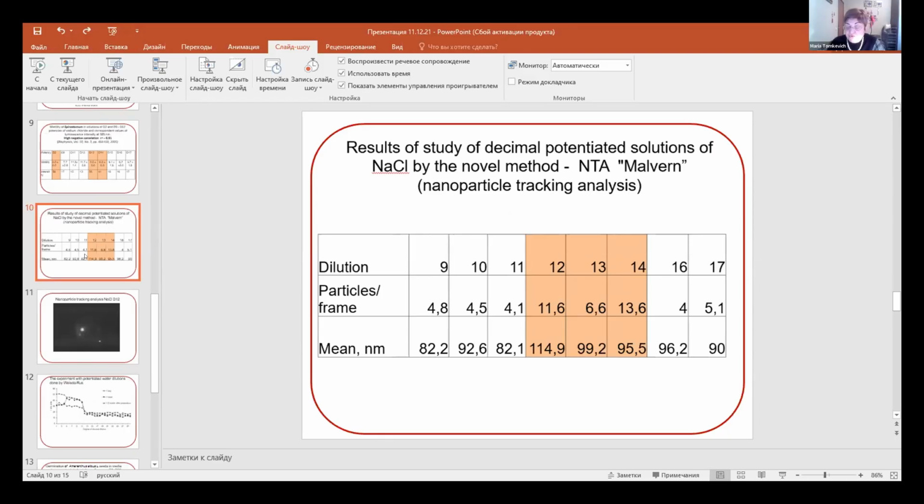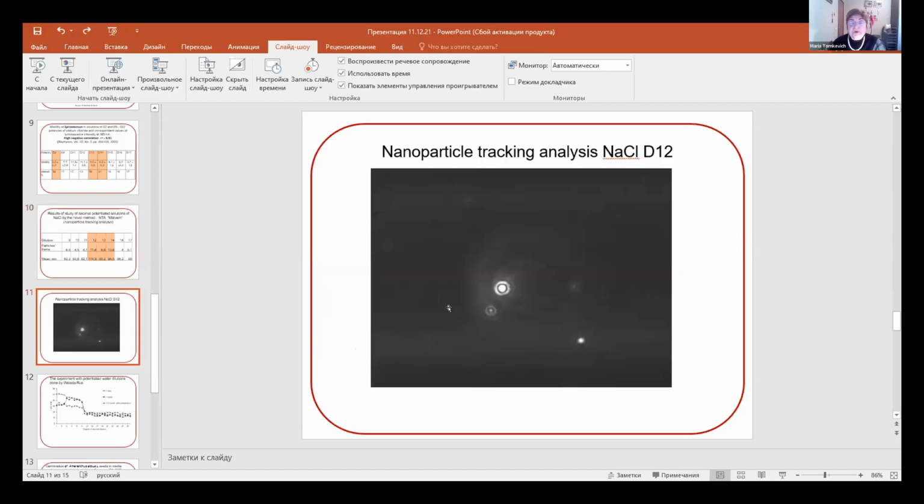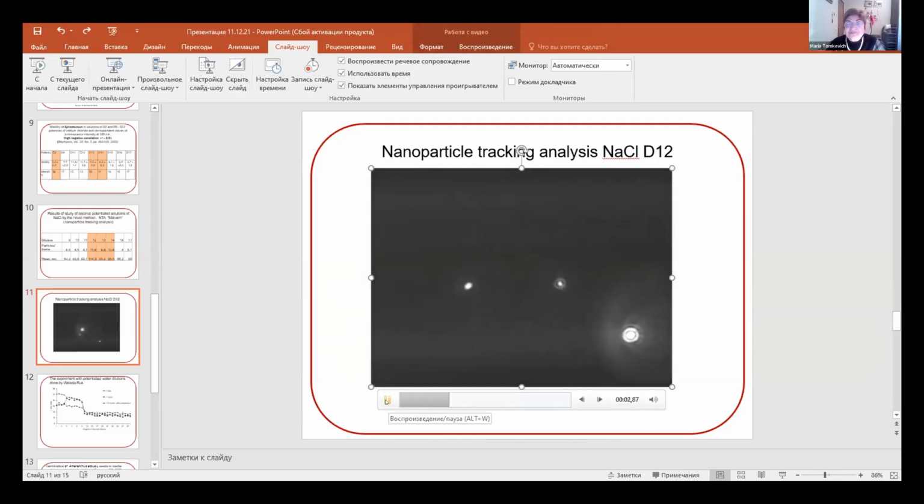Detection of some active sodium chloride dilutions using nanoparticle tracking analysis Malvern demonstrated the presence of particles in all samples, but the most quantity and the largest size of the particles correspond to the most active dilutions. The next slide demonstrates these nanoparticles in reality.